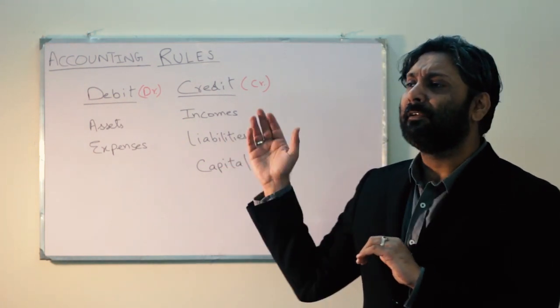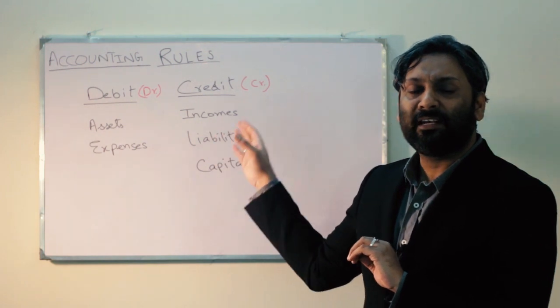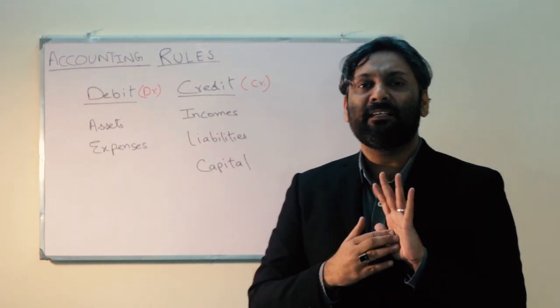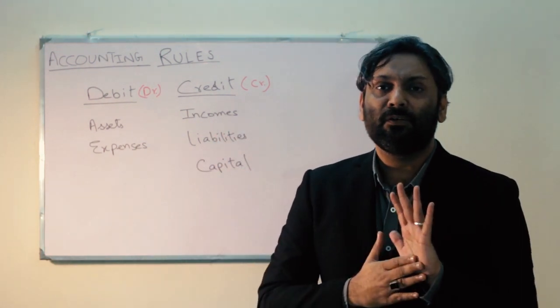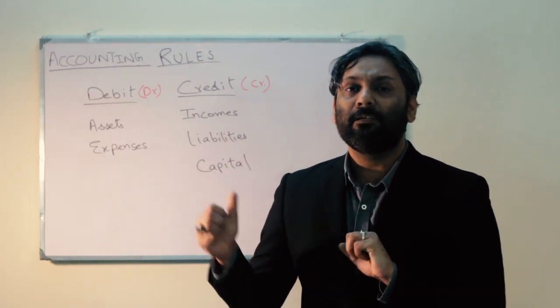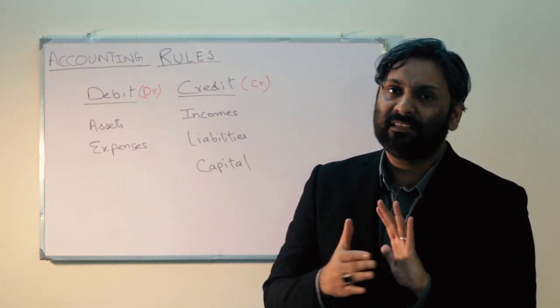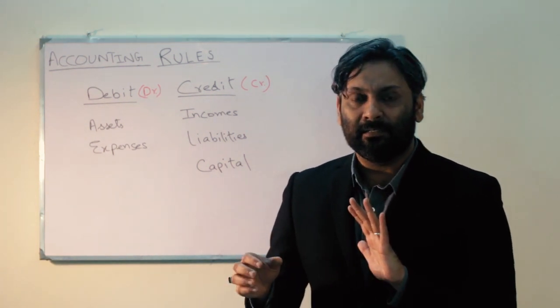On the other hand, if we are talking about the other three terminologies which are listed under the heading of credit, that is incomes, liabilities and capital, when they increase, that is, they go according to their nature, they will be credited, and if they decrease, that is, they go against their nature, they will be debited.